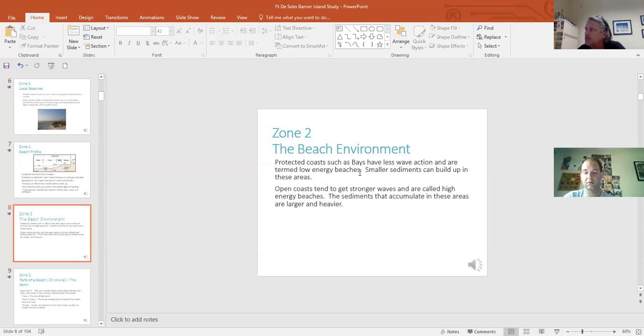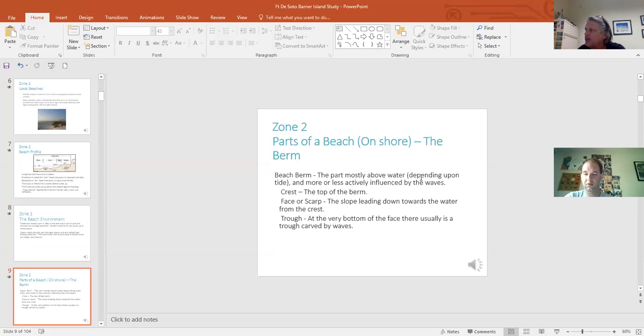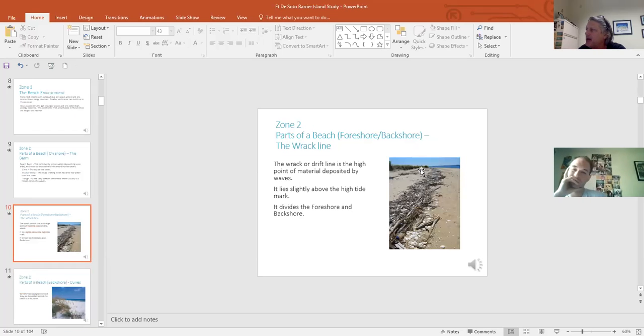Bays and the intracoastals have less waves to no waves, and that's why the small sediments build up there. The open coasts, like our beach, has a lot stronger waves, so small sediments do not build up there. The berms, which are mostly above water, have a crest and then a little face or a scarp, and that notch, you can see right there's that notch, fills up with debris called a rack, W-R-A-C-K, rack line.